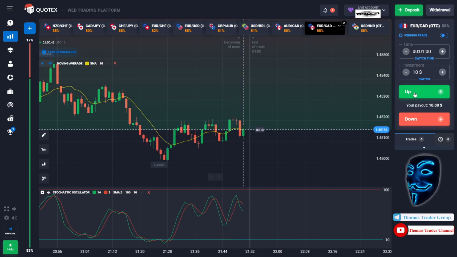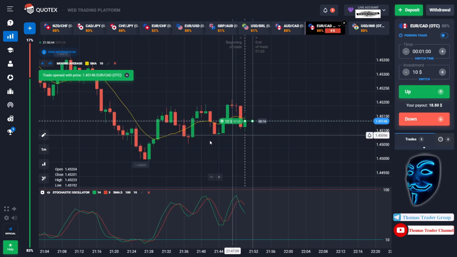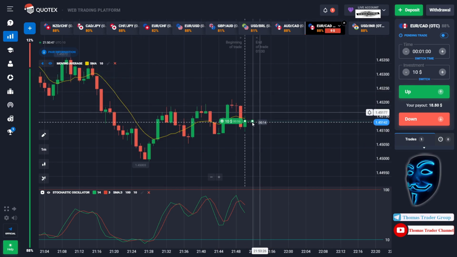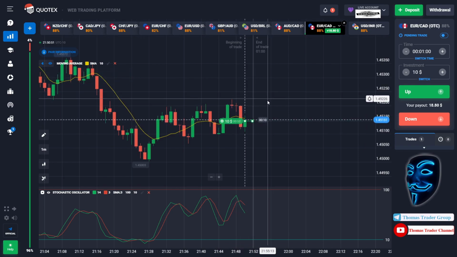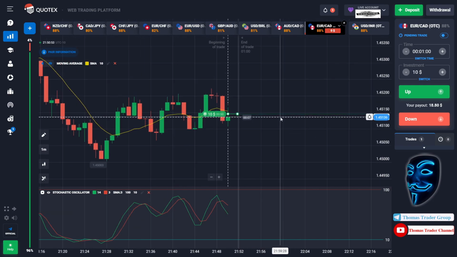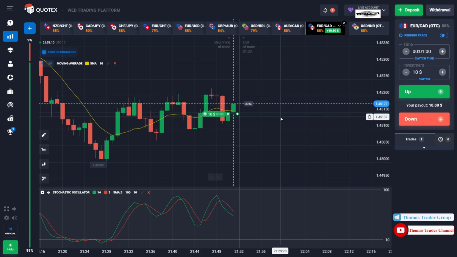Over here we can open buy for 1 minute. As you can see, the market is going bullish and the market has already touched the moving average line. When the market touches the moving average line, it will make a rebound and it will continue the bullish trend. Let's prove it and let's wait till the end of our trade.